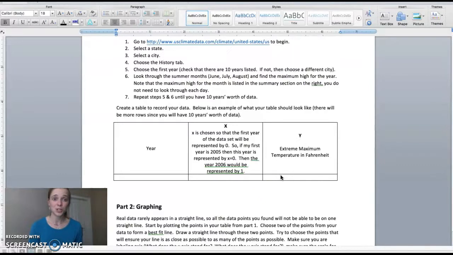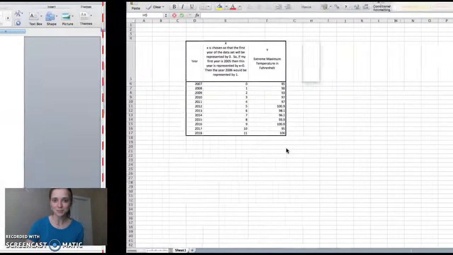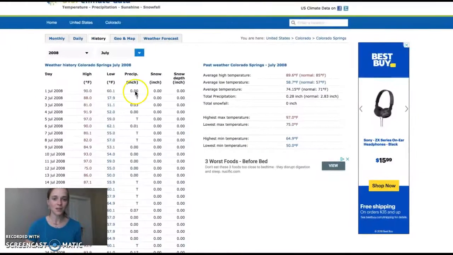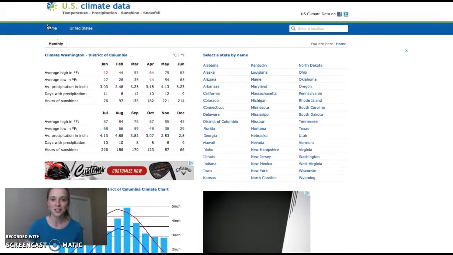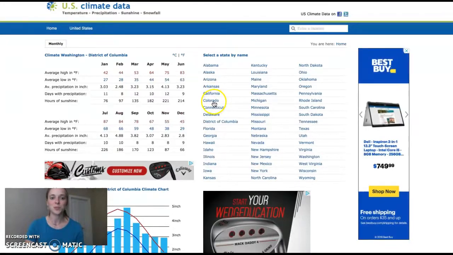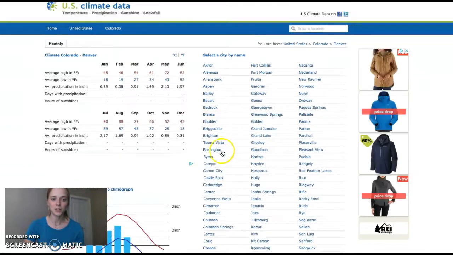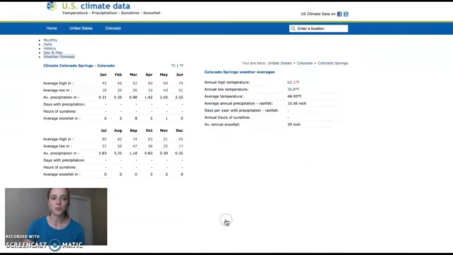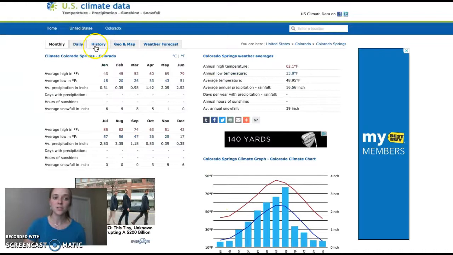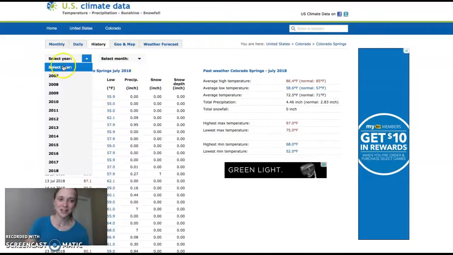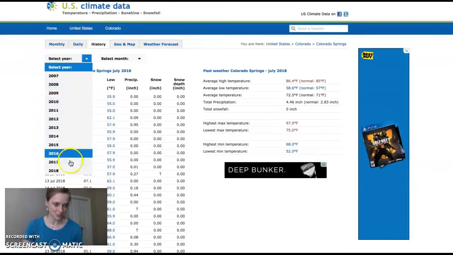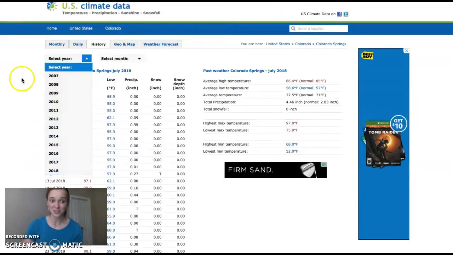So what we're going to go ahead and do is go to usclimatedata.com. I've already got it open. I'm going to go back to the home page so you can see how it looks when it started. I decided to look at Colorado Springs, so I clicked Colorado and then Colorado Springs. And then you need to check that there is 10 years worth of data. So here I have 2007 through 2018, so there's definitely enough.